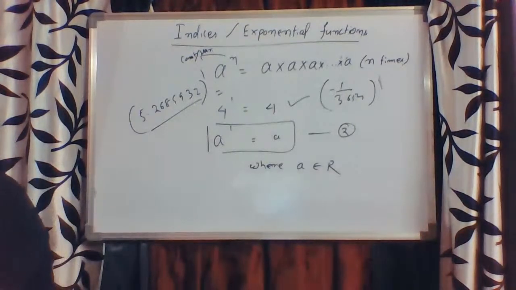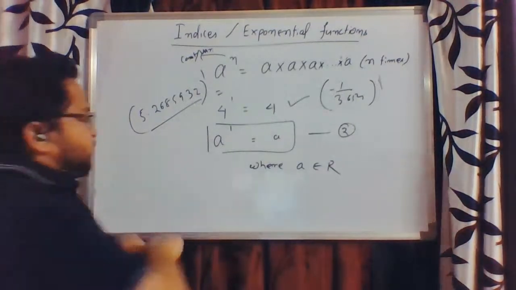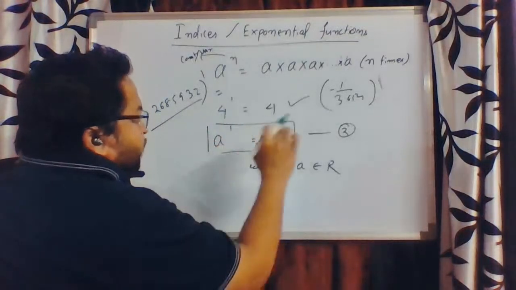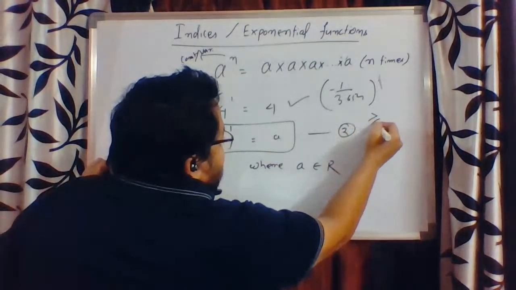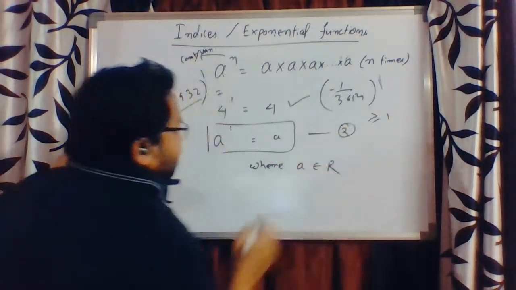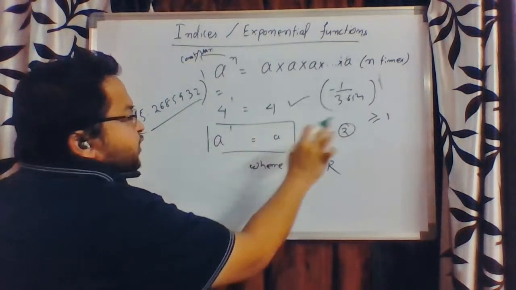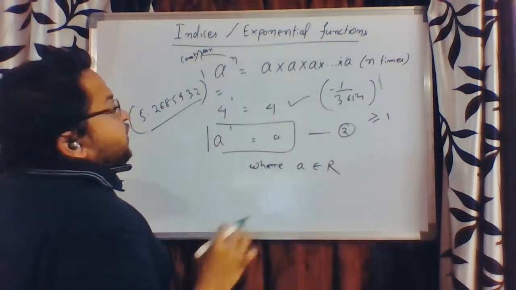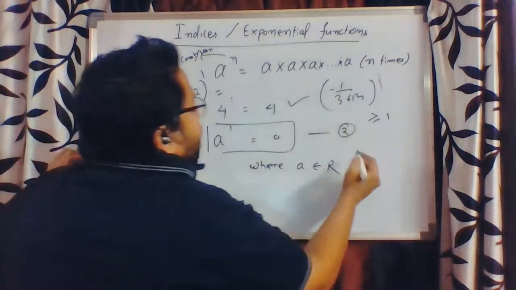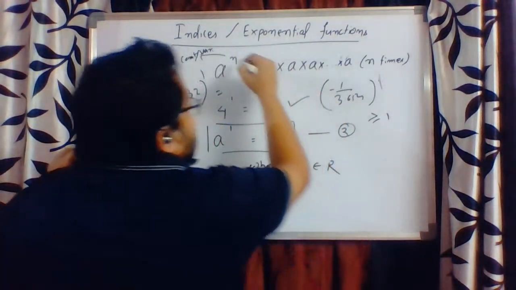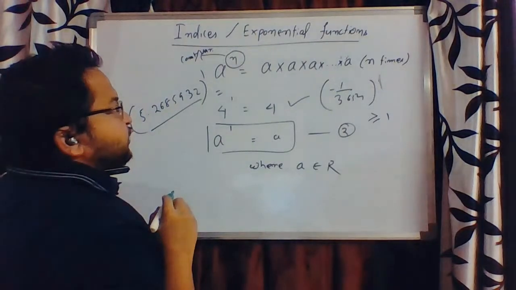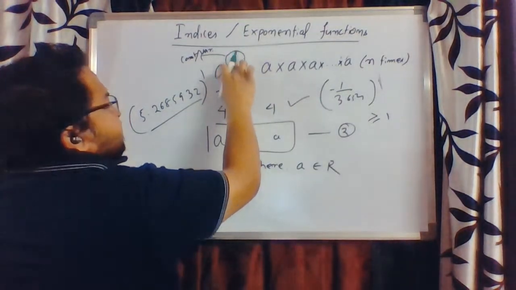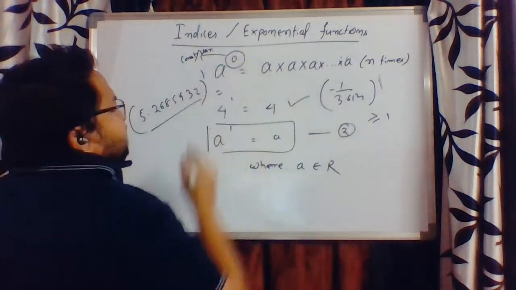Okay, so let's get going. Now we have defined it to be greater than or equal to 1, right? So for the index equal to 1, we have already explained the law. Now let us try to understand what happens when the index is equal to 0. So now we will understand a to the power 0.